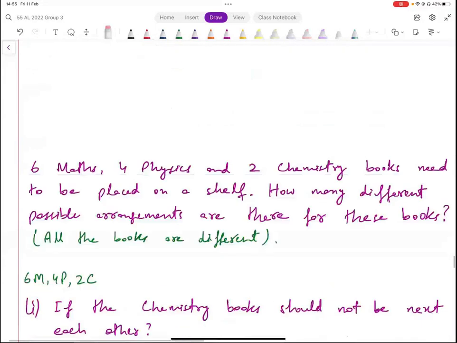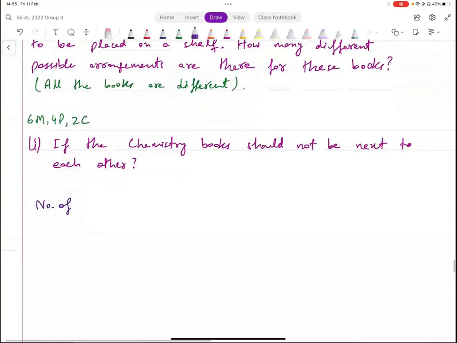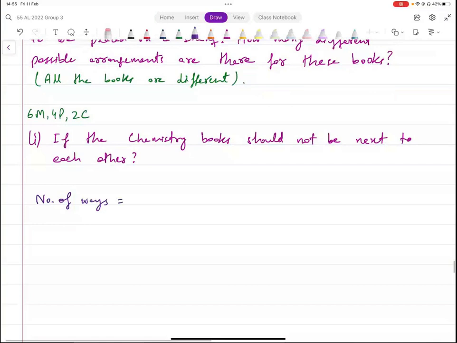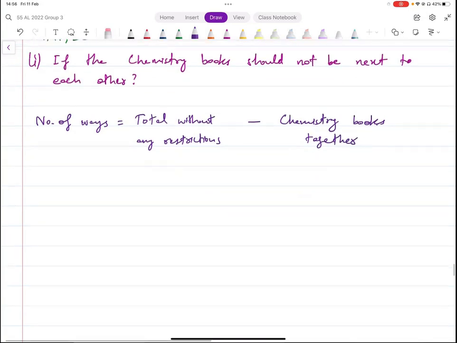What we can do here is we can say, let's find the number of ways for this. We will say the number of ways in this case, or the number of arrangements or the number of ways, that's equal to the total in which all the books, in which we had no restrictions. So total without any restrictions, and then we subtract from that the case where we had chemistry books together. तो सी वाला केस माइनस कर दें, right? And what does that give us?